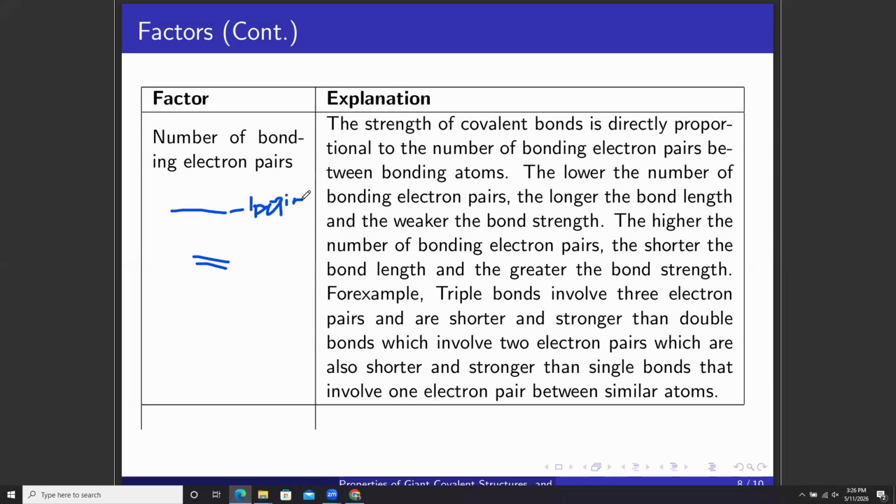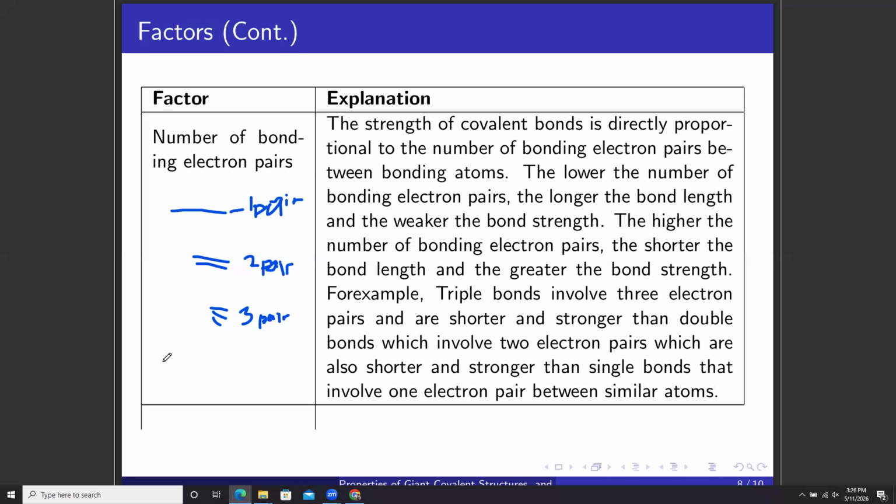Then, for the double lines, you have 2 pairs of bonding electrons, those are 4 electrons because one pair has 2 electrons. Then if you have 3 lines, these are 3 pairs of bonding electrons. For 3 pairs of bonding electrons, you have 6 electrons.